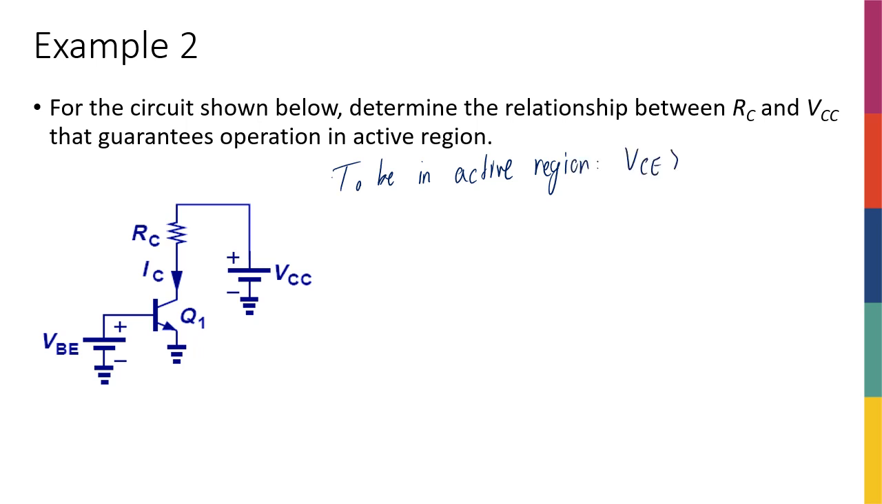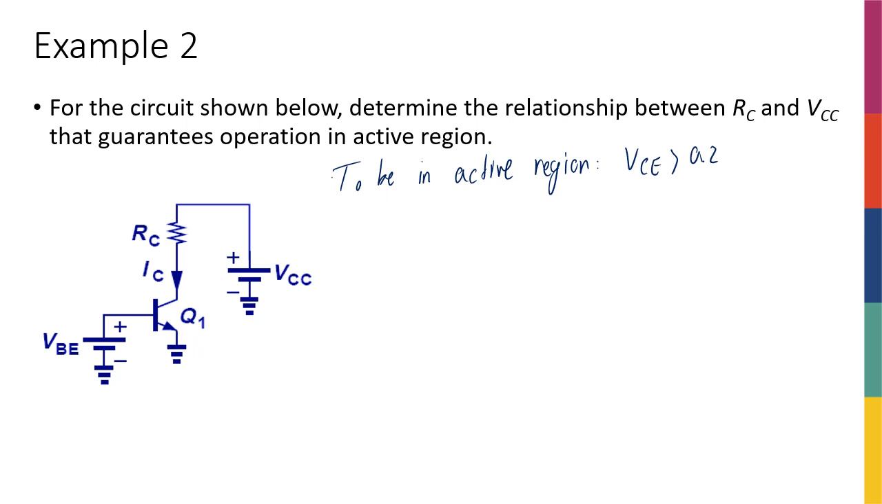VCE has to be greater than 0.2, right? I'm not talking about shallow saturation or anything. I'm talking about going to deep saturation. So I'm just trying to avoid that, right? I want to make sure that I can still use my exponential equation for the collector current and base emitter voltage and all that. And I can still use my beta to relate the collector and base current and base and emitter current and such, right? So I know that I want VC to be greater than 0.2.